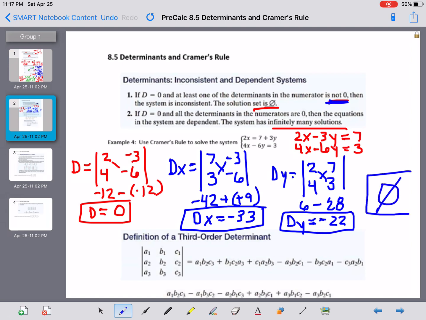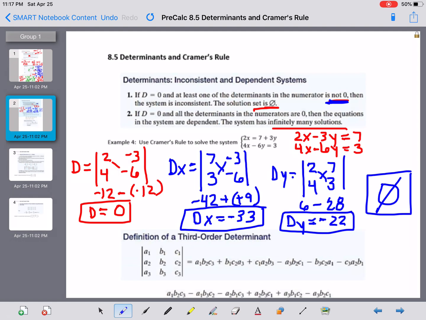If all of them were zeros, we would have infinitely many. Quick note, if your D is a value other than 0, and Dx or Dy is 0, that's fine, because if you have 0 in your numerator and you divide by some whole number, there's no problem with that. Your answer will be 0 for that variable. So remember, it's okay if Dx or Dy are 0 and D is not. But the problem comes when your D is 0, then it narrows you down to no solutions or infinitely many.